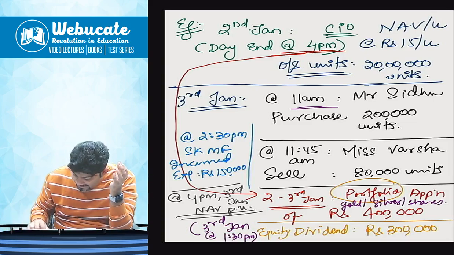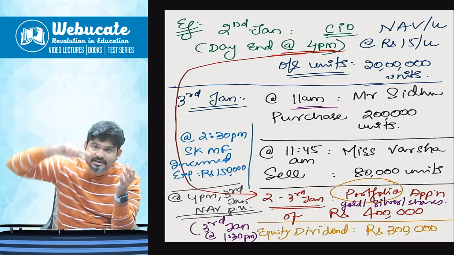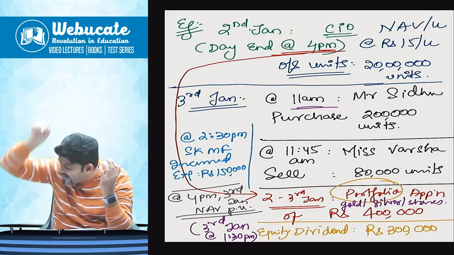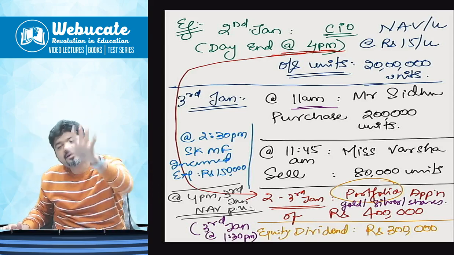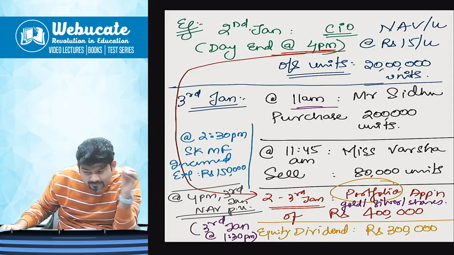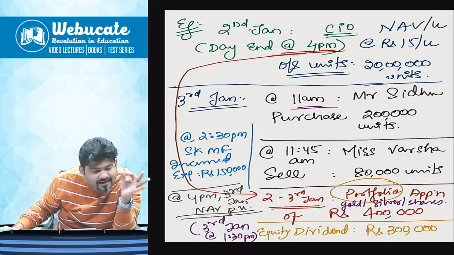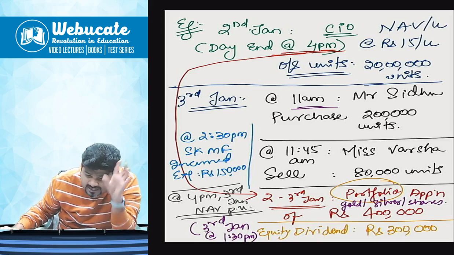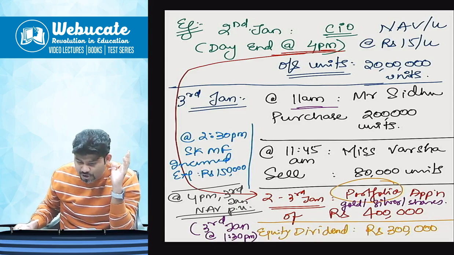Boss, at 2nd Jan at 4 p.m., once the price is declared at 15 per unit, that will continue for the next day till 3:59 p.m. So, in between, whoever wants to come, wants to buy, wants to sell, will be at yesterday's NAV per unit, which is 15. Absolutely correct, Sainandini. Absolutely correct, everybody. Yes or no? Yes, sir.